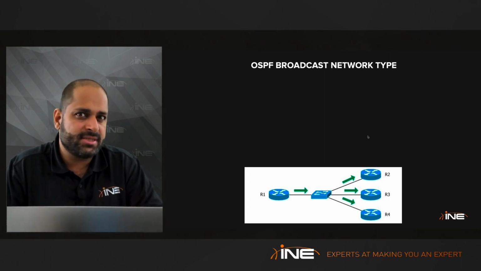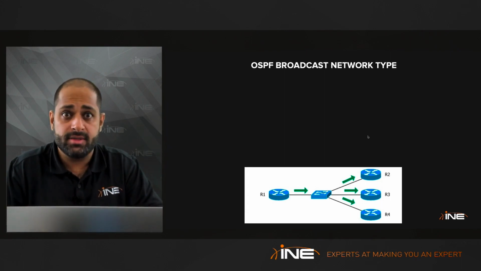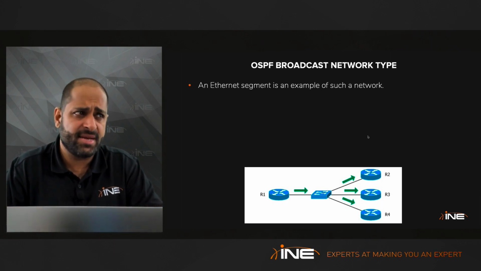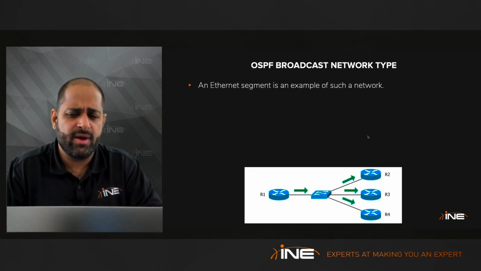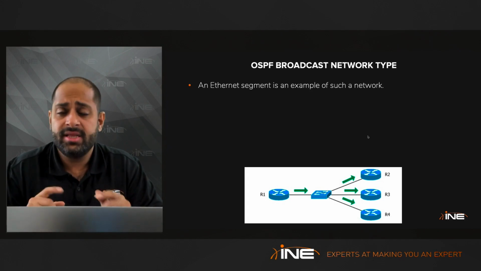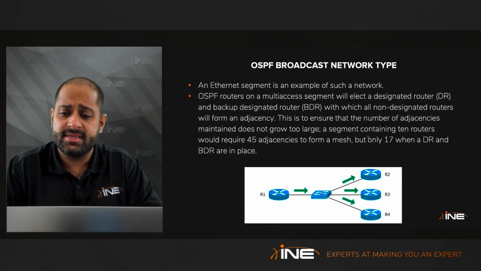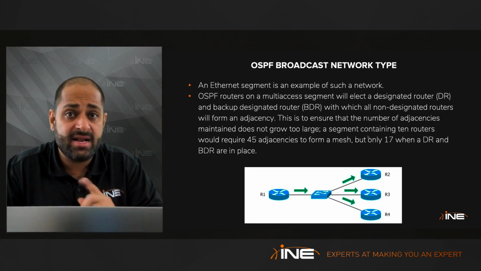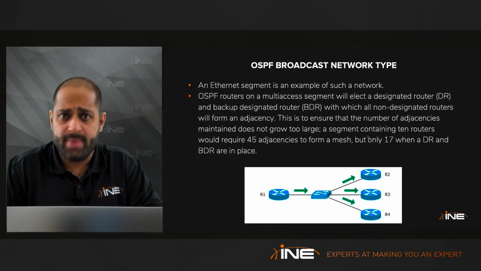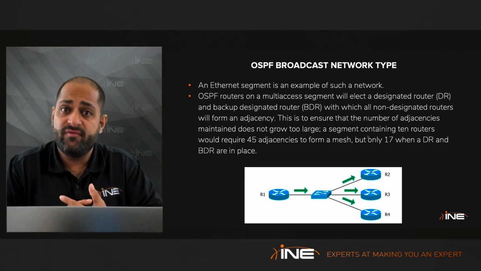As far as the broadcast segment is concerned, again, that's automatic when you connect 2 routers or more than 2 routers through an Ethernet segment or through a switch. So an Ethernet segment is an example of such a network. If you look at this diagram, I have 4 routers, router 1, 2, 3, and 4. They all are in the same subnet. However, they are not directly connected to each other. They are connected through a switch. So OSPF routers on a multi-access segment will elect a designated router, which is a DR, and a backup designated router, with which all non-DR routers will form adjacency.